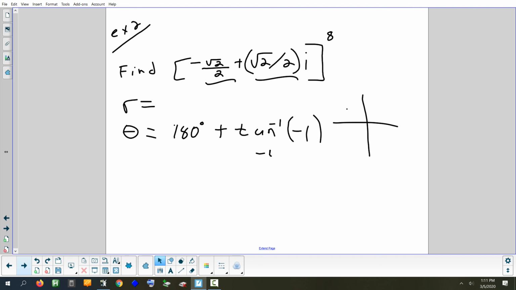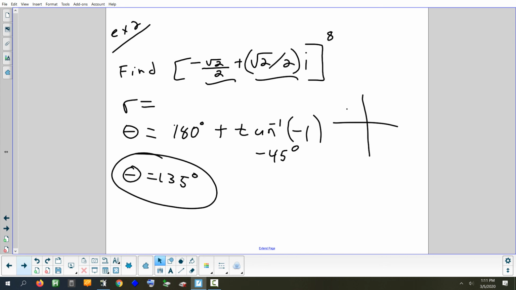Inverse tangent of negative 1, if you type that in, you're going to get negative 45. What's 180 plus negative 45? 135. All right, so there's your angle.